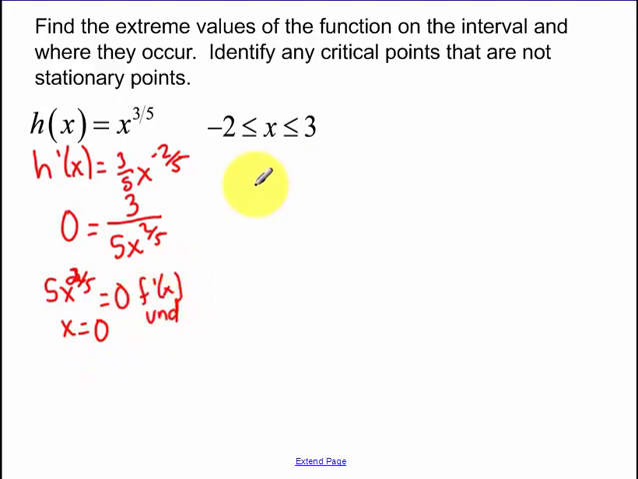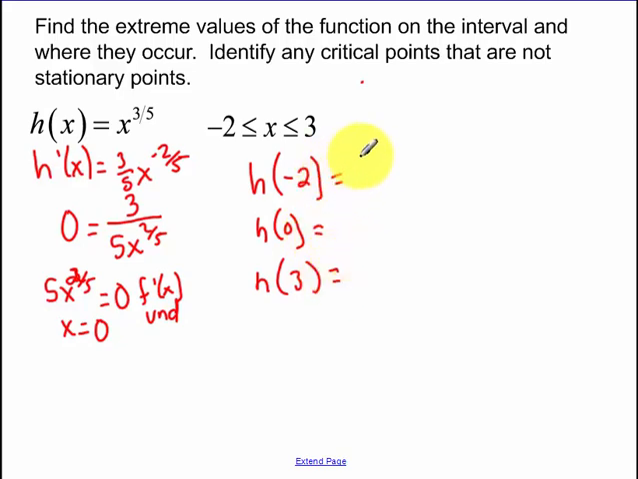So now we test our points in the original function. Test your two endpoints, and you test h of 0. Now h of 0, this was a critical point, but not a stationary point, just because our stationary point is only when the derivative equals 0. We didn't have any of those. So the critical point happens when you have your derivative equal to 0 or is undefined.